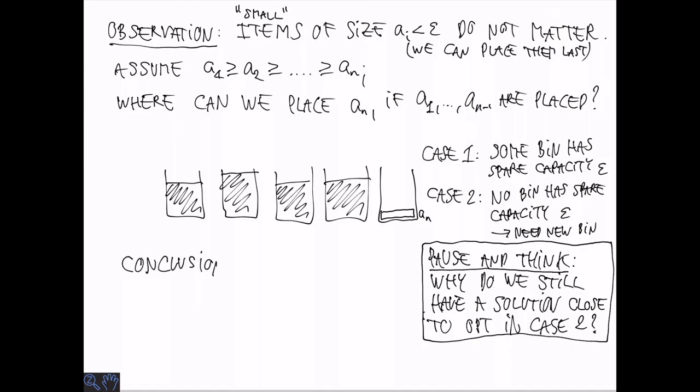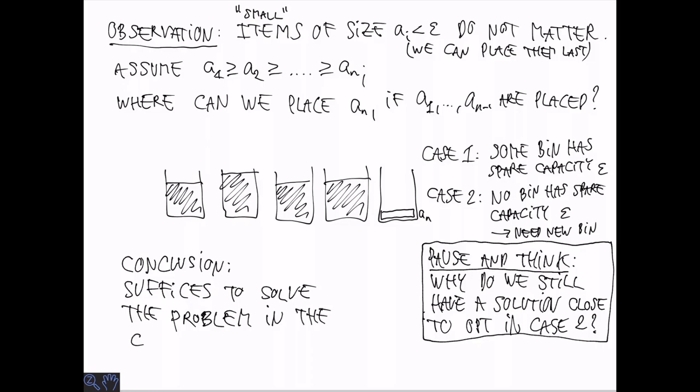So using this reasoning, we can practically ignore all the small items and take care of them greedily in the end. So it basically suffices to solve the problem in the case where all the elements a1 through an have length at least epsilon half.